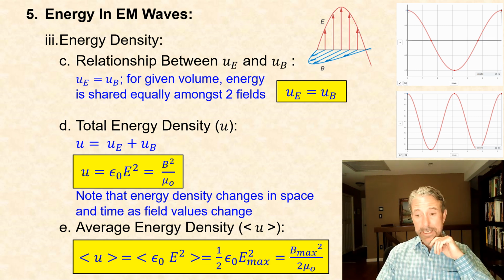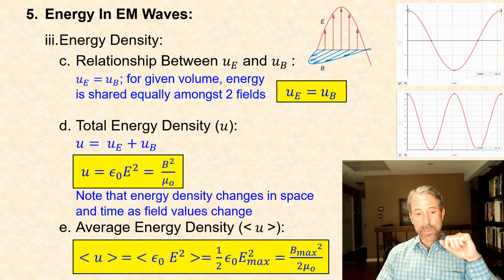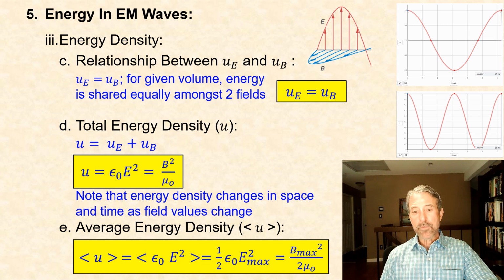Similarly for the magnetic field, because it too is sinusoidal in nature, we can say that the average value of the energy density is going to go like the average value of B squared, which would be 1/2 of the maximum value of the magnetic field squared.